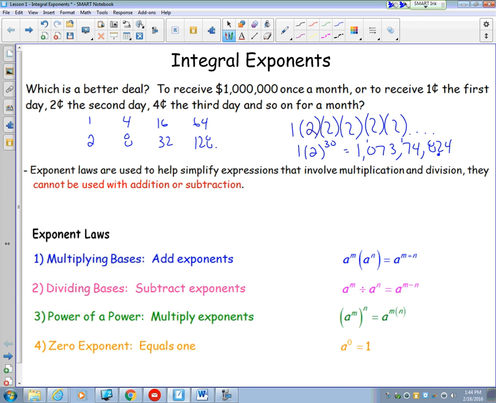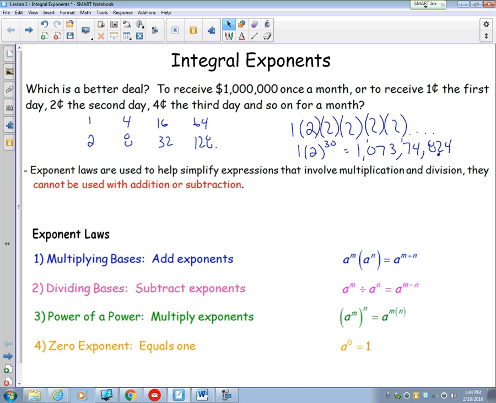But the objective here isn't necessarily the dollar value. It's the fact that I want to start working with some exponents. Exponents are faster ways of writing mathematical expressions. These particular ones involve multiplying or dividing. That's the one we just did here, right? Who wants to write out 2 times 2 times 2 30 times? When I know that I can write out 2 to the power of 30, it's much faster.